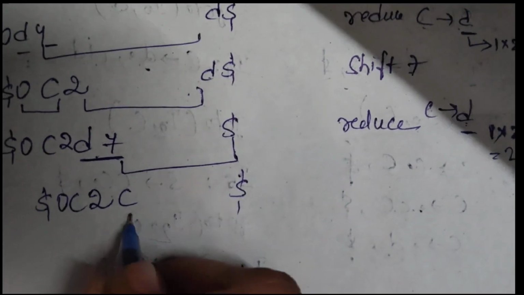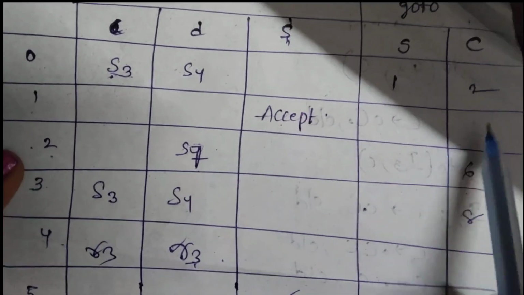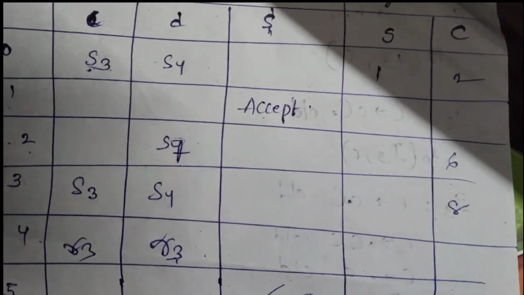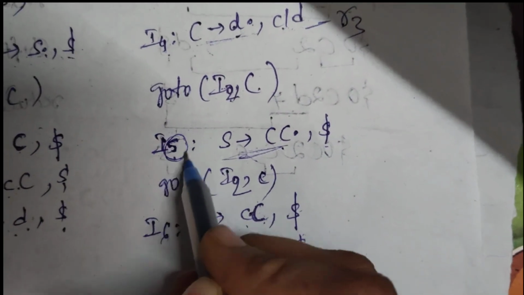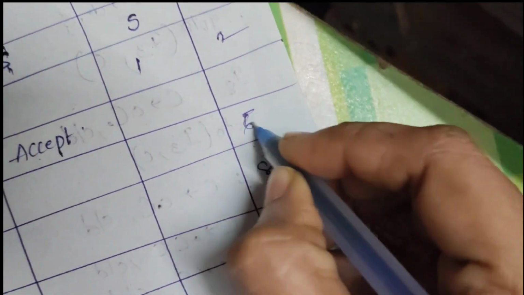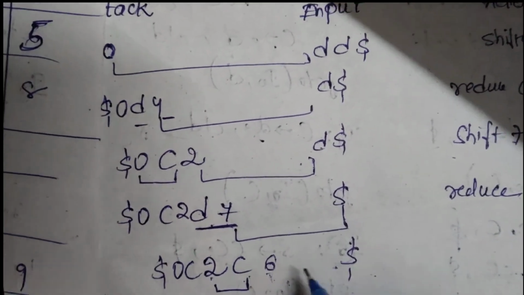Do we have capital C and dollar? No, we don't have. But we have 2 and capital C. So what is 2 and capital C? Here, 2 and C. Capital C is not 6 actually, because I2 comma capital C is actually 5, but by mistake we wrote 6. So it is not 6, it is 5. Okay. So 2 and capital C is 5.